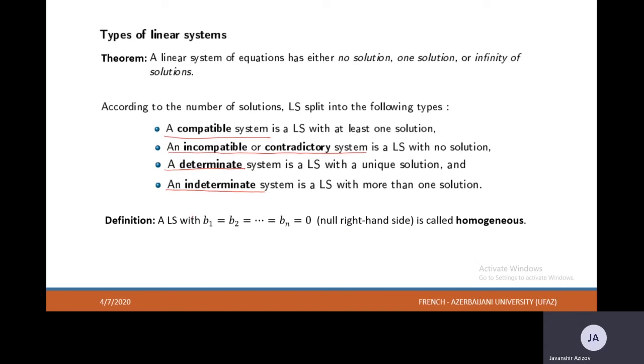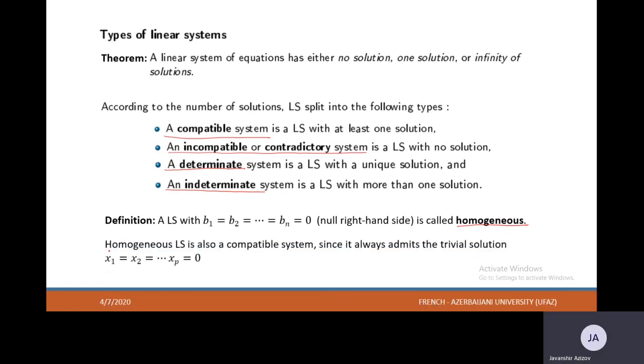Okay, if the right-hand side of the system is 0, then it's called homogeneous. You know, if we take x1, x2, xp to be 0, this n-tuple will be the solution of the homogeneous linear equation. Because of this, we can say that the homogeneous linear system is a compatible system. Look at here. A homogeneous linear system is compatible since it always admits the trivial solution, where x1, x2, xp are zeros. That's it.